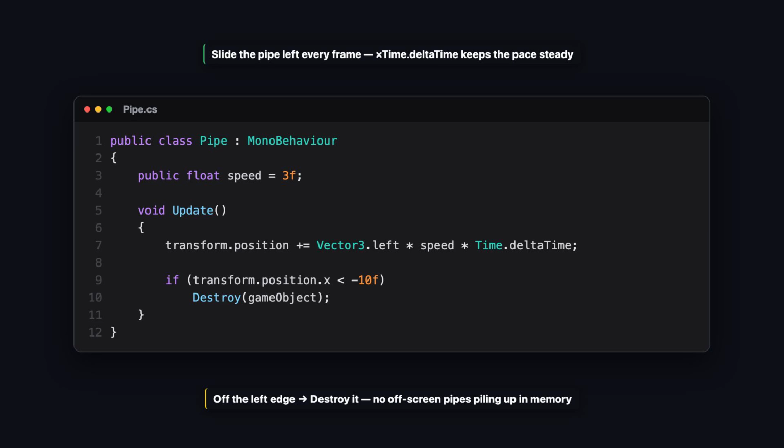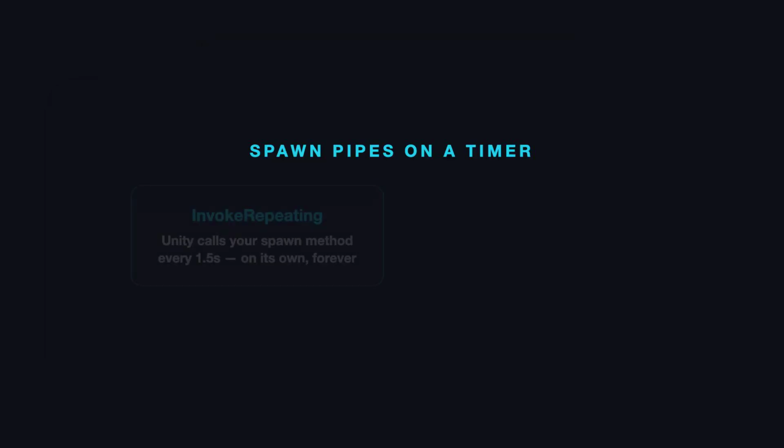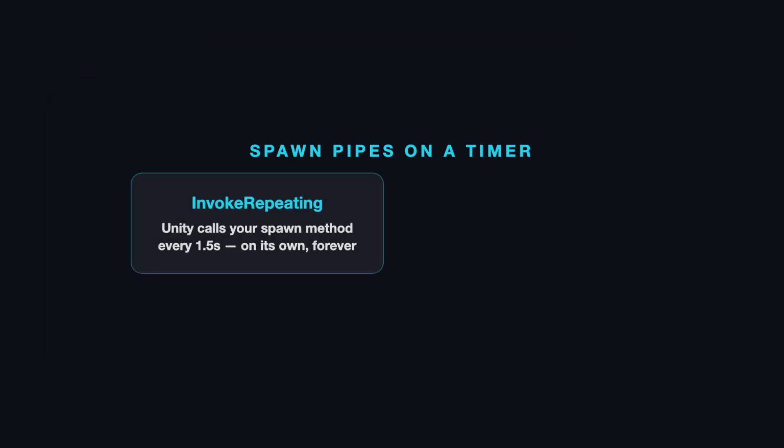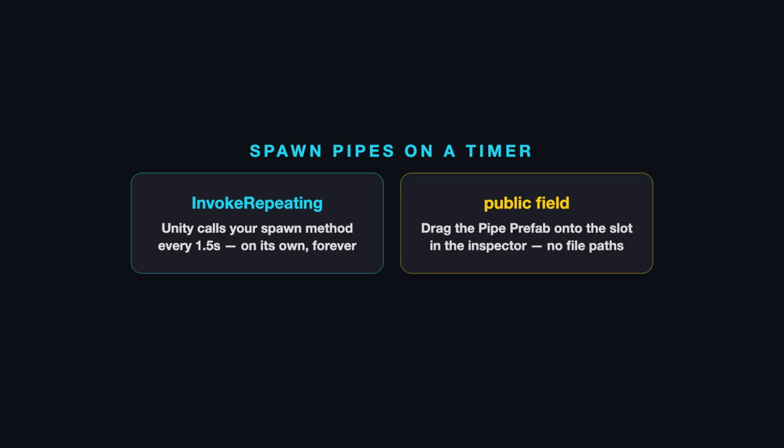So one pipe prefab knows how to slide itself left and clean itself up. Now we just need to keep making them. Time to spawn pipes on a timer. We need one more GameObject, an empty one called Spawner, with its own script. This script owns the job of making new pipes.